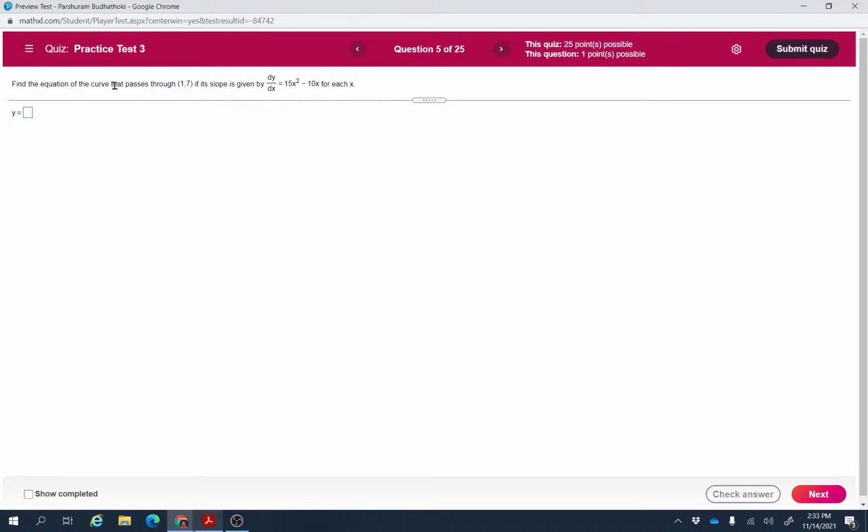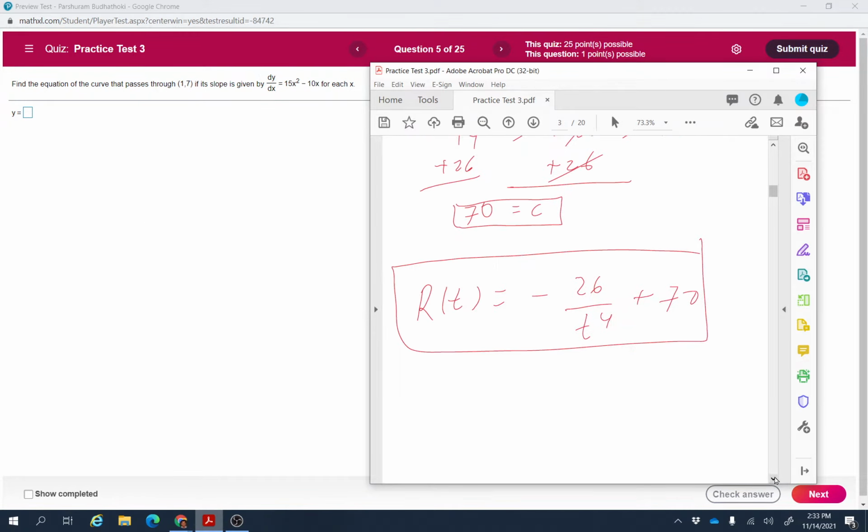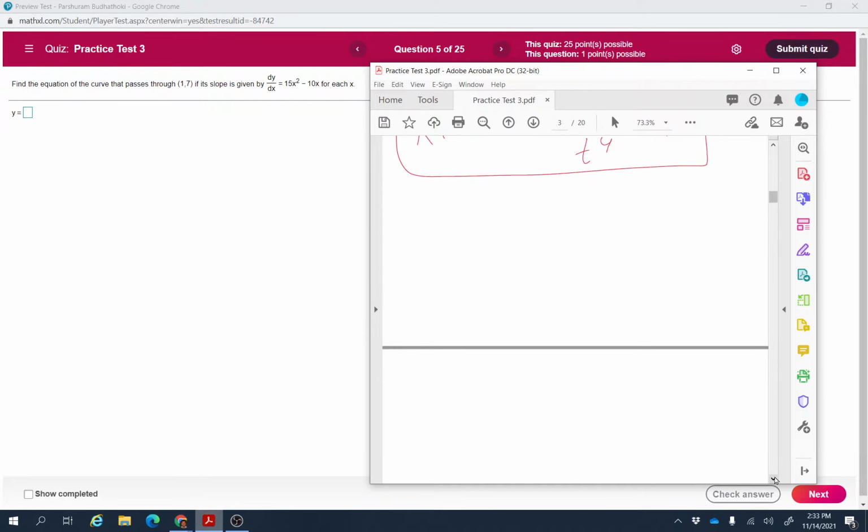Find the equation of the curve that passes through (1, 7) if its slope is given by this value for each x. So we have given a slope. Let's say this is problem 5. Let's say this is a curve, and there is one point on this curve which is (1, 7). We want to find the equation of the curve that passes through (1, 7).